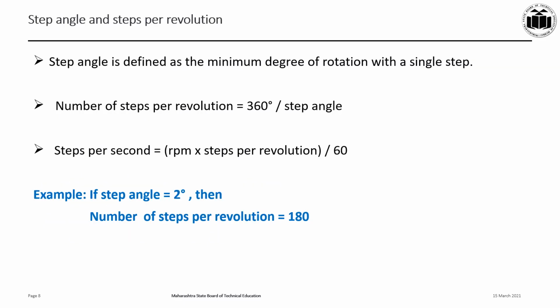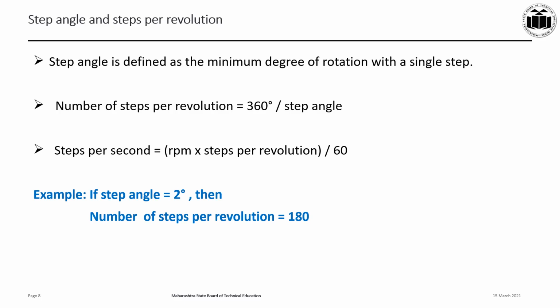Now let us understand what is a step angle and steps per revolution. Step angle is defined as a minimum degree of rotation with a single step. That means whenever a motor shaft rotates by a certain distance, it makes an angle. This angle is called as step angle. Number of steps per revolution are given as 360 degrees, that is one revolution, divided by step angle. And steps per second are given as RPM, rotation per minute, multiplied by steps per revolution divided by 60.